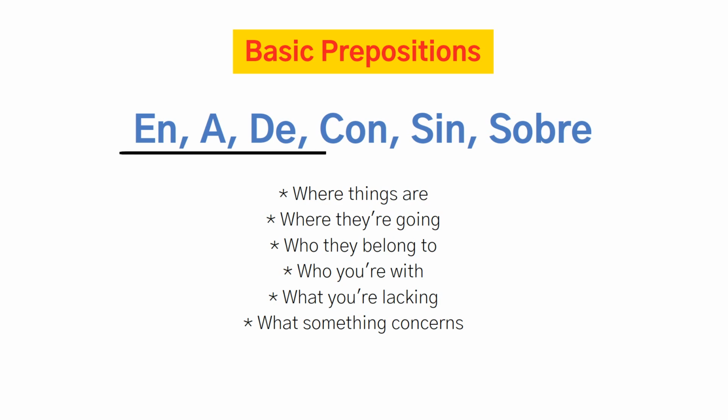Master them, and you can build sentences that actually go somewhere instead of just naming things. Let me show you each one and how it earns its place in your vocabulary. En is your location word. It answers the question where, and it covers territory that English splits between in, on, and at.